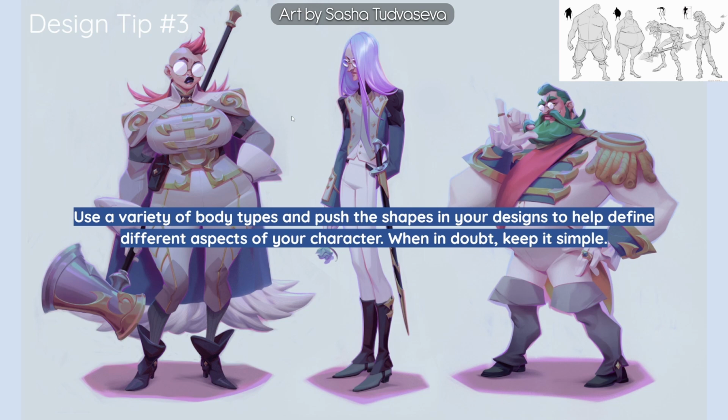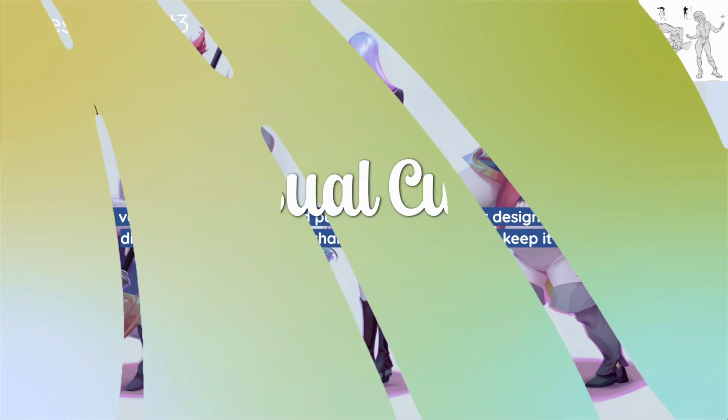Keep it simple means you can start with even just the silhouette of your character and just have essentially blobs, and then go from there, make an entire character on the silhouette based on those shapes.